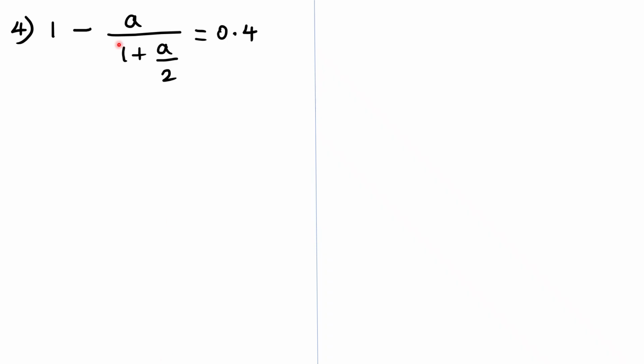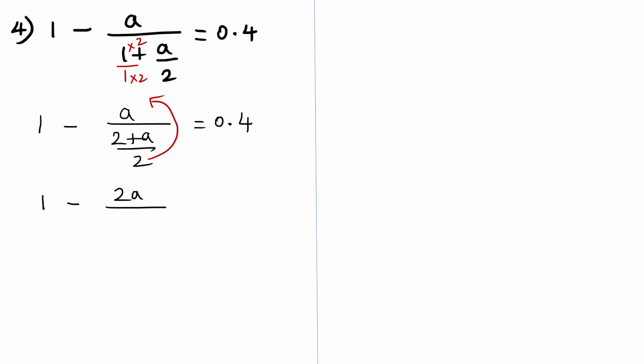When you solve by the manual method, in the denominator part, you can take your LCM and solve it. LCM is 2, so you will do into 2 into 2 here. So you'll be getting 1 minus A by 2 plus A by 2. This 2 in the denominator will go to the numerator, because A is divided by it, right? So that will go to the numerator part. So I'll get 1 minus 2A by 2 plus A is equal to 0.4.